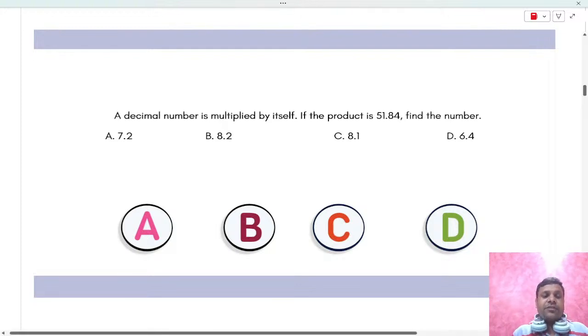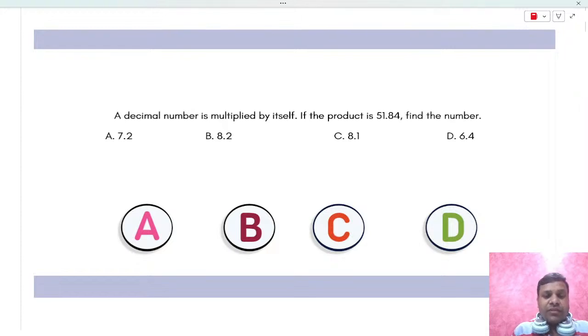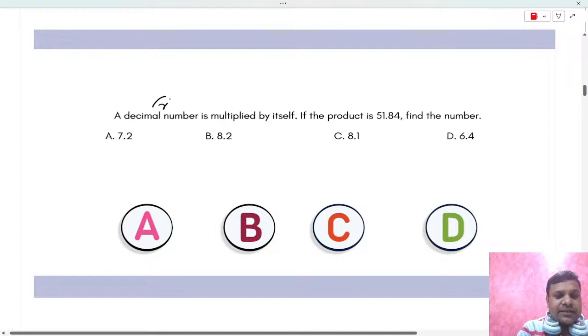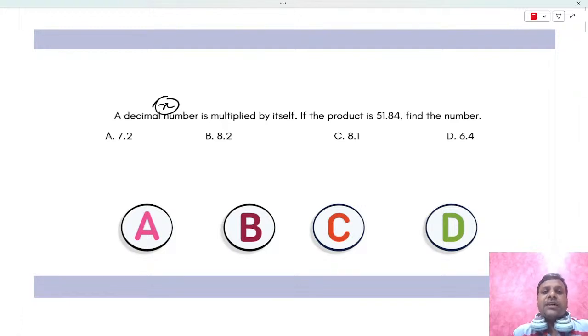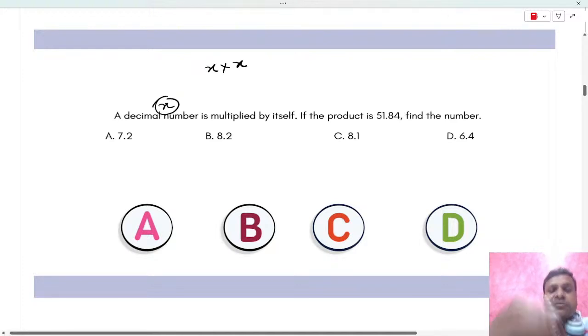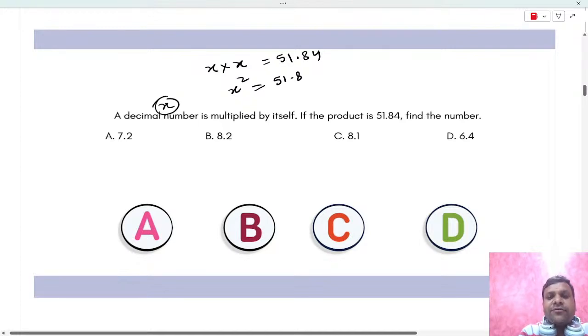Let's suppose the decimal number is x. According to the question, now listen, we are solving the question. The number is multiplied by itself, so x is multiplied by x. The result is 51.84. So x square is equal to 51.84.